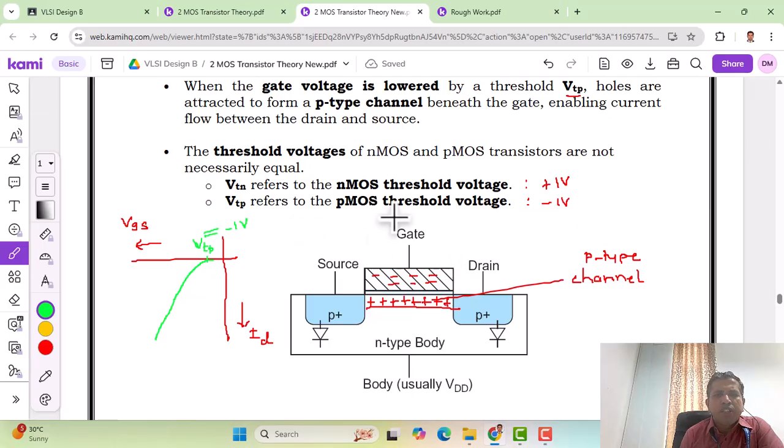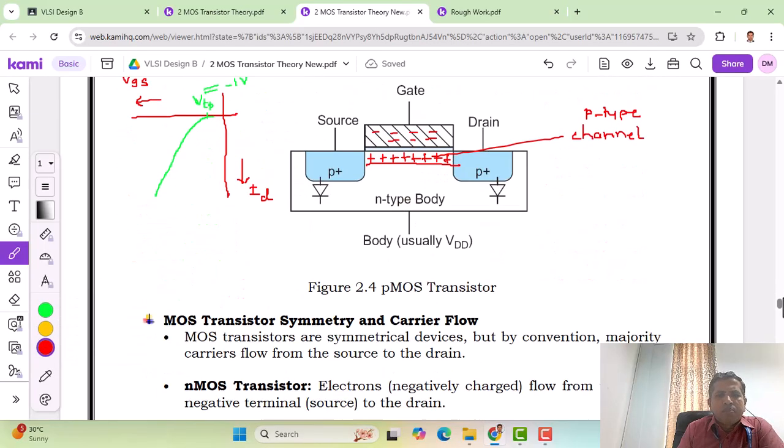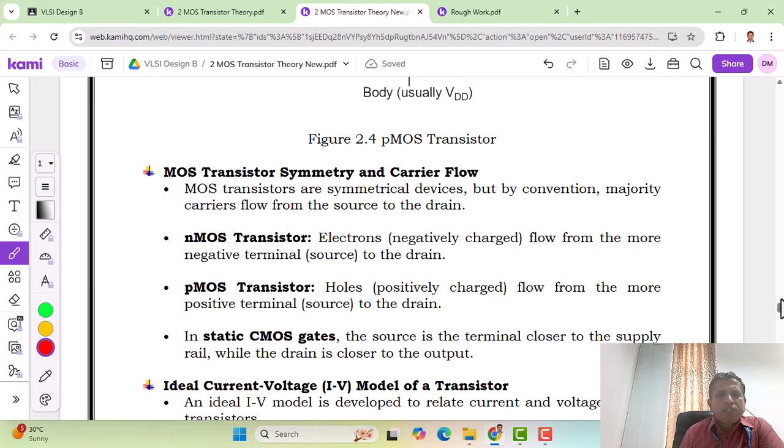Okay, so VTP, this is called VTP, is negative for the PMOS transistor. Okay, that's the PMOS. And now let us see the symmetry and carrier flow with reference to the transistors. MOS transistors are symmetrical devices. As we can see, source and drains can be interchanged. But by convention, majority carriers flow from source to drain. Okay, that we already demonstrated with reference to the NMOS transistor.